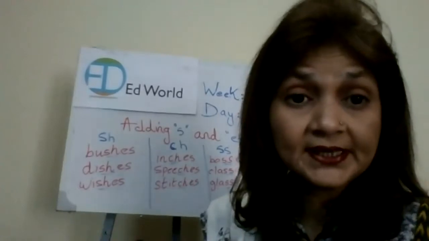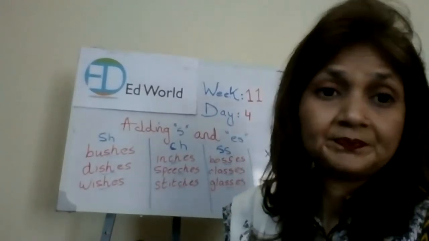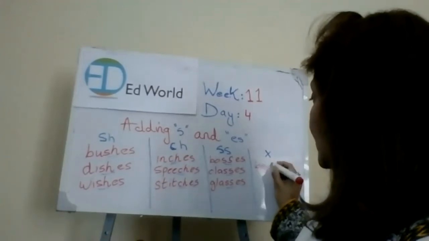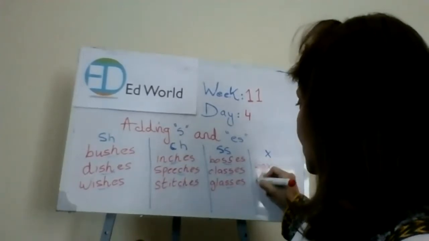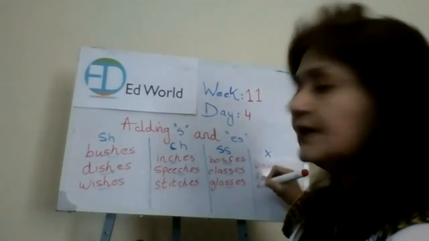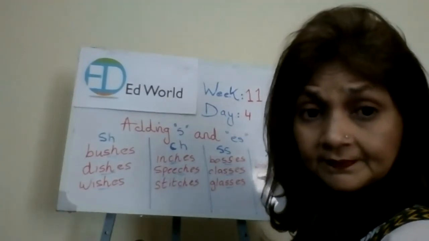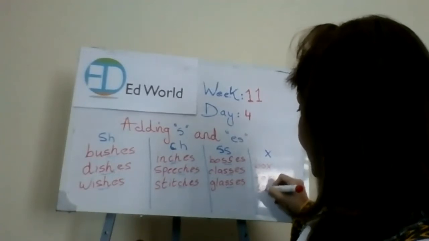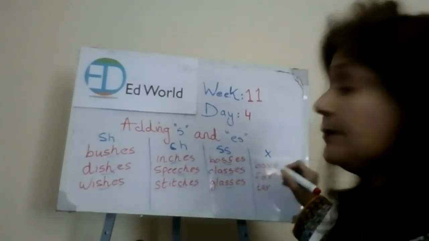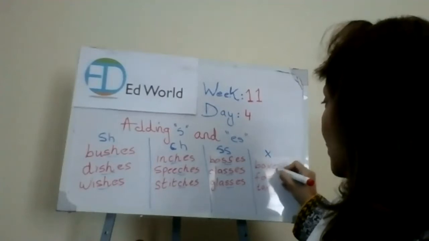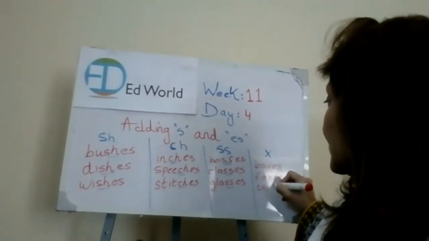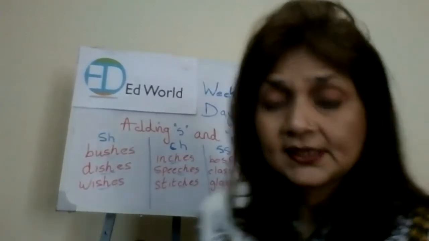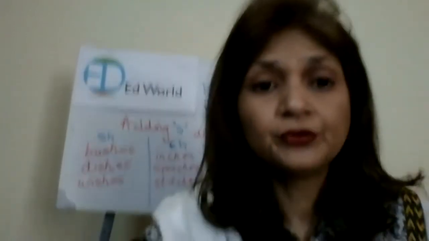Now, in the same way, the last one is x. What are the words that end with x? Come on. Yes, box, fox. Any other word? Tax. So box will become boxes, fox will become foxes, tax will become taxes. So this is the basic rule that you need to remember.